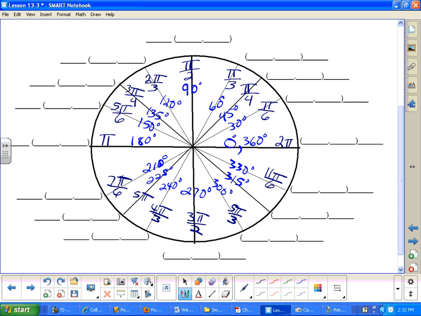5 pi over 4. 6 pi over 4 is 3 pi over 2. And then 7 pi over 4. And there's the radians and degrees on the unit circle.